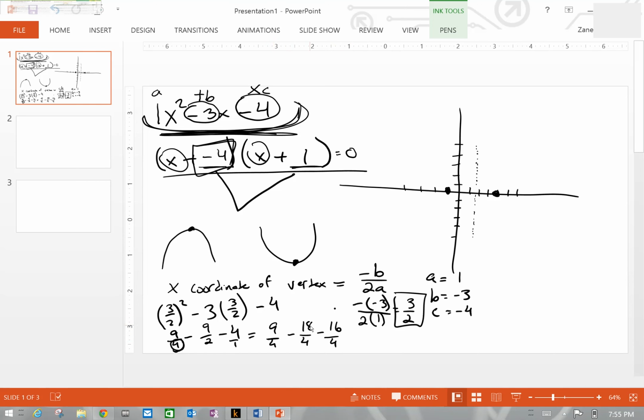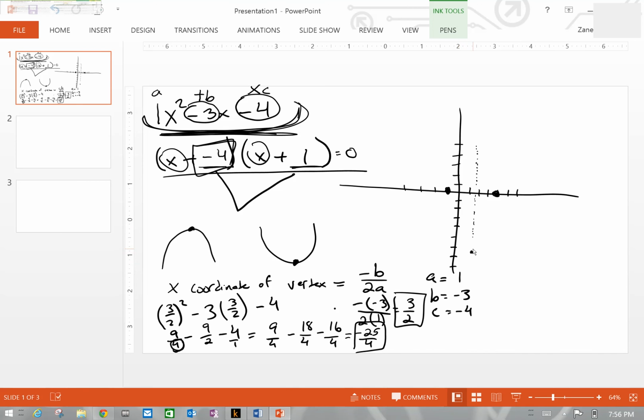Okay, well 9 minus 18 is just the same thing as negative 9. Negative 9 minus 16 is negative 25. And our denominator stays the same as 4. So this is our y coordinate. Okay, so negative 25/4, that's going to be about negative 6 1/4. Okay? So now we can go over to our graph and count down 1, 2, 3, 4, 5, 6 1/4. Go over to our x coordinate, which was 3/2. That's where our vertex is. Okay? So it's going to be right there.